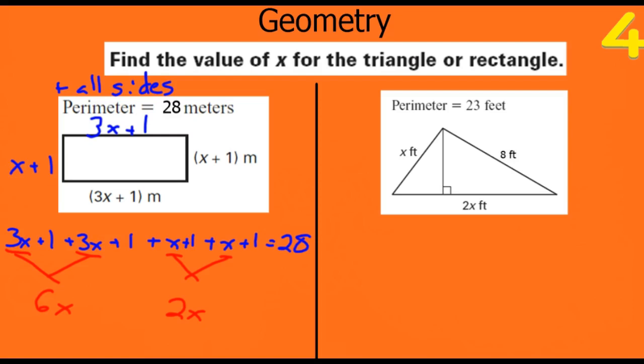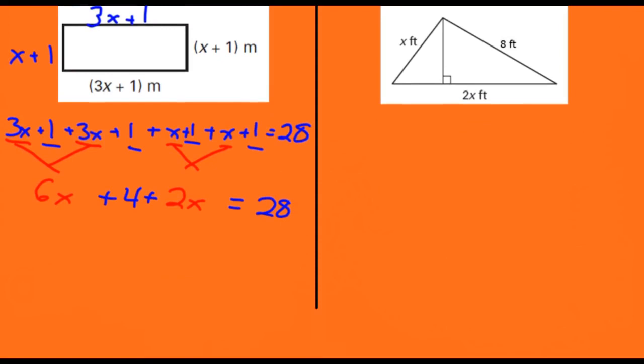Now we also have 1, 2, 3, 4 ones. So we know that we're also adding 4. And that equals 28. I'm just going to put a plus sign in between the 4 and the 2x because the 2x is positive. Now I still see that I have 2 x's, so I can add these two together and get 8x plus 4 equals 28.